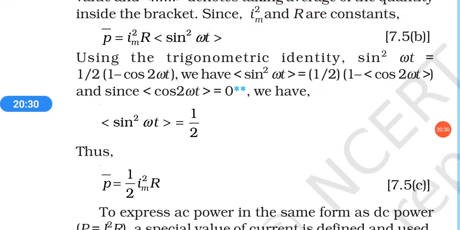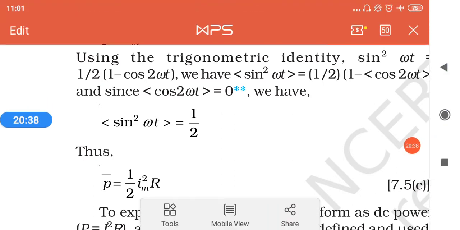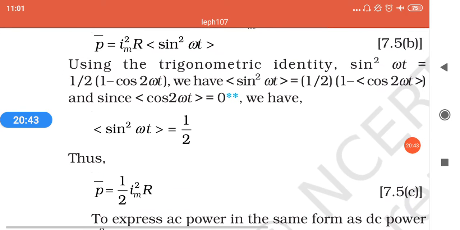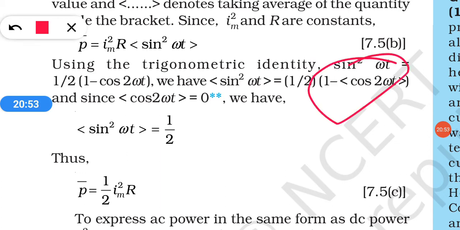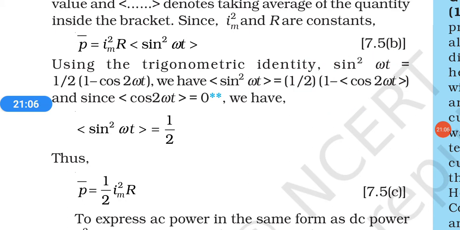So the average of sin square omega t is equal to 1 by 2. Okay, sin square omega t is equal to 1 by 2, because the cosine terms give us 0. Here also 1 by 2 is left, and the cos 2 omega t term is 0. So we get only sin square omega t equal to 1 half.